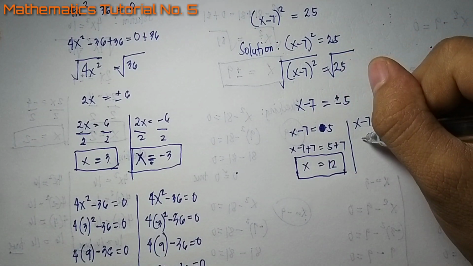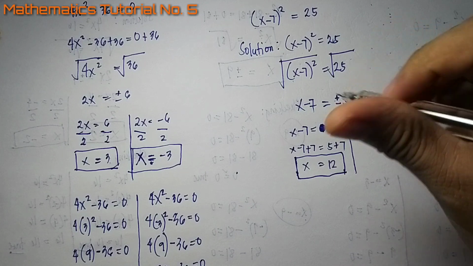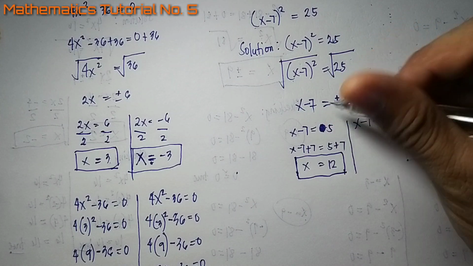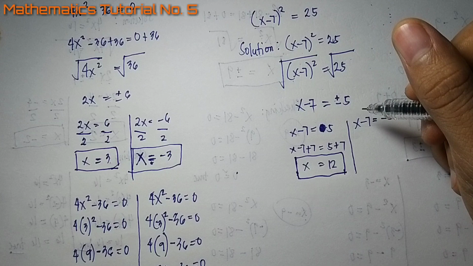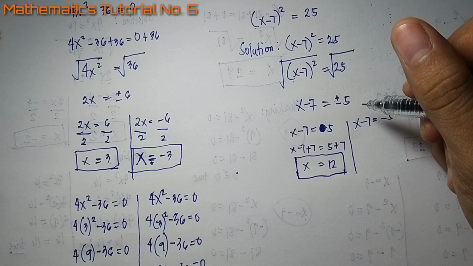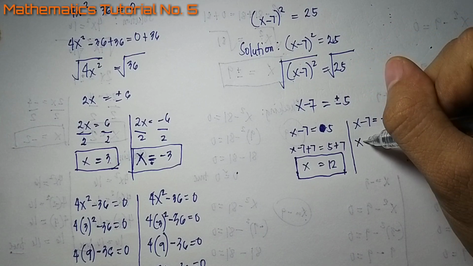Dinhi sa pikas, x minus 7 is equal to negative 5. So the same thing sa atong gibuhat gaina nga para mawala ni, magamit ta og addition property of equality. So mag-add ta og inverse niya, x minus 7.